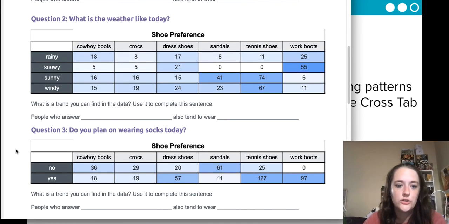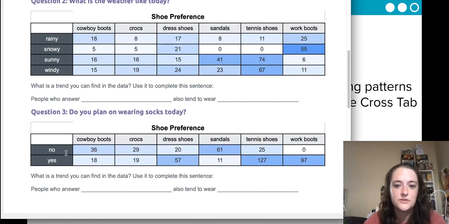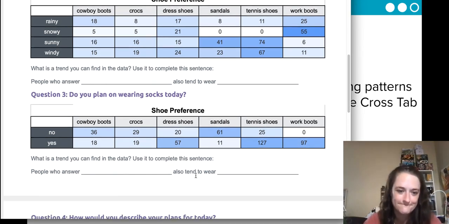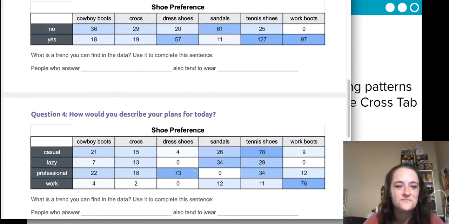Okay, do you plan on wearing socks? If you said no, you're probably going to wear sandals. But if you said yes, and you are in high school, you're still probably going to wear sandals. Okay, sorry. Not sorry. All right. People who said yes tend to wear tennis shoes or boots. So that's fun. Question number 4.